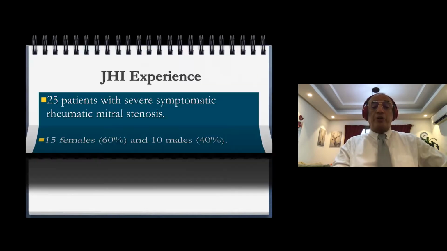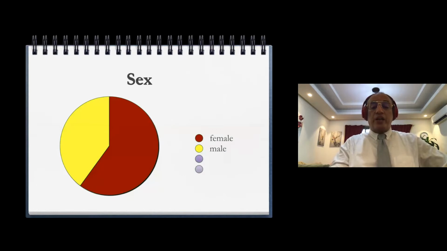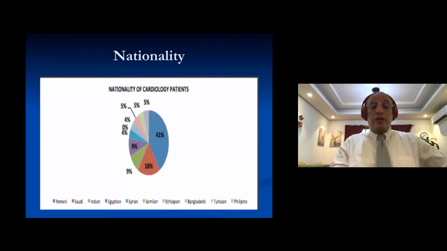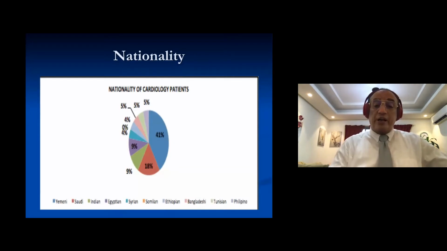This is our experience. We did 25 patients with severe symptomatic mitral stenosis, 15 female and 10 male, with mean age 35.3. As this is the distribution, the majority are female and the minority male. And this is the nationality. We have different nationalities among these patients. The majority are Yemeni patients.